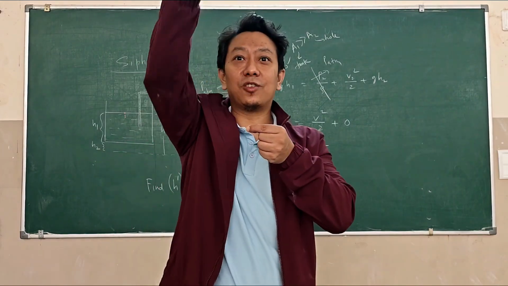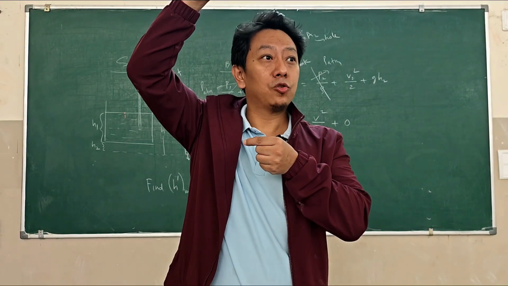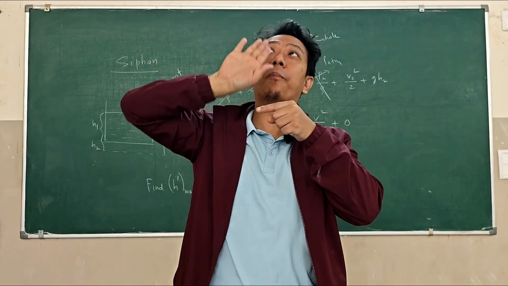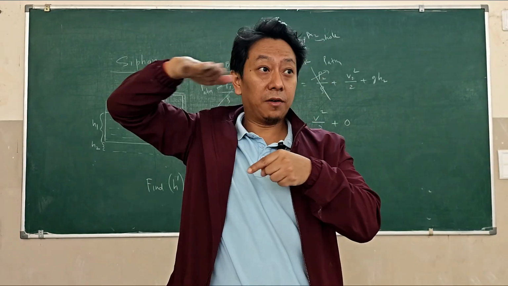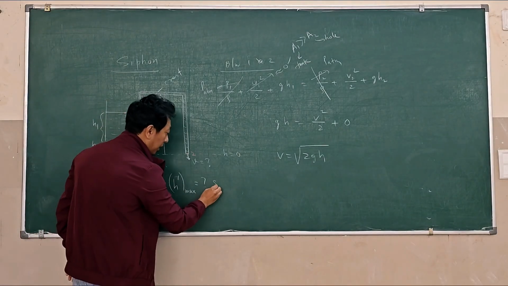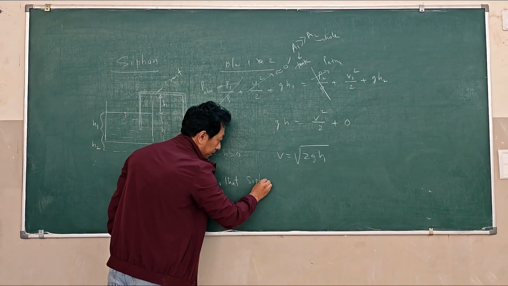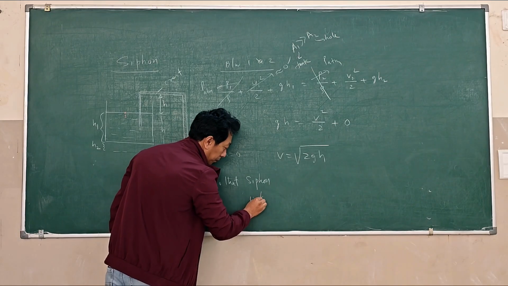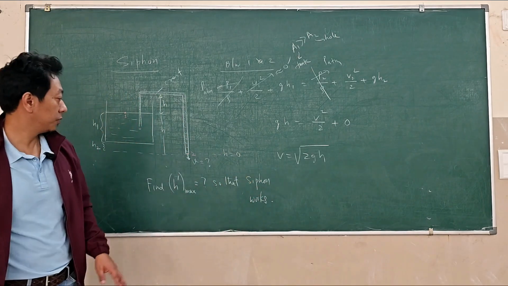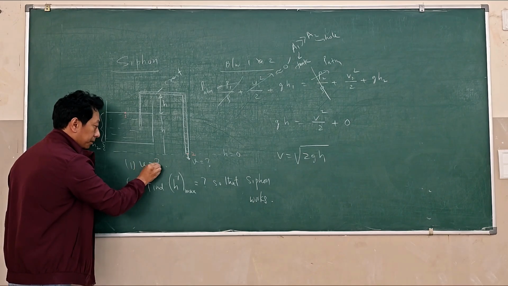Your pipe will go like this, no. So there will be a crest at one point. So how high that crest of the pipe should be from the surface so that this siphon will work? So find this so that siphon will work. So this is the second question, okay. The first question was to find V.